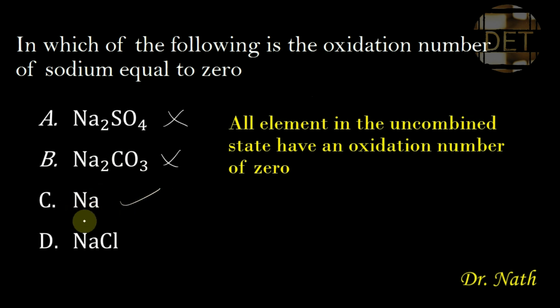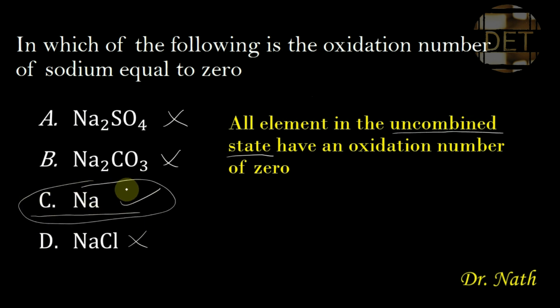Sodium is existing as a free element in the uncombined state, so it has an oxidation number of 0. Option D is sodium chloride. Sodium is bonded to chlorine, so it does not have an oxidation number of 0. So the answer is option C, because all elements in the uncombined state have an oxidation number of 0. Sodium here is not combined with any other element, so the oxidation number is 0.